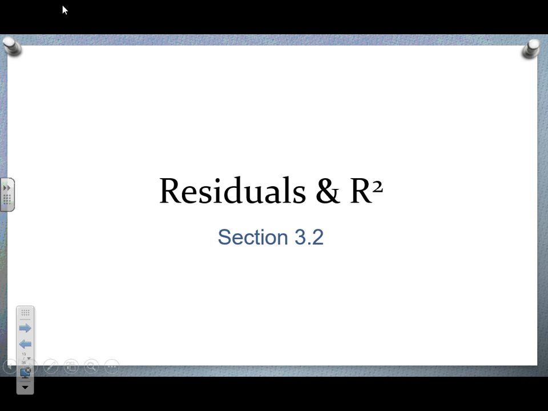Was the linear regressions 3.2? Section 3.2, yeah.